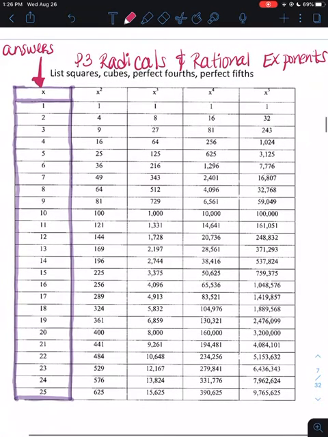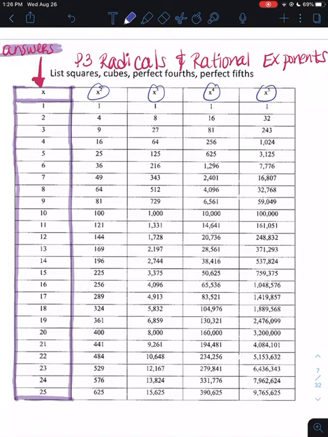Here I have a chart. This is a chart of perfect numbers. I know it looks like a whole bunch of just numbers, but what you're really going to focus on is this first column. This first column is where your answers are located. So if you look here, you have the x squared, x cubed, x to the fourth, x to the fifth. So let's just take a number.